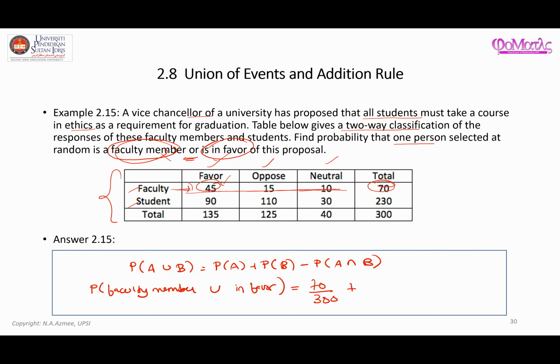Next, the probability of the person is in favor. In favor is this part. So the number of people in favor is 135 over 300. And finally, we got to minus the intersection part, which is going to be 45 over 300. Okay, and you will get that the answer to this one is 160 over 300, and this is approximately, or if you use 4 decimal places, the answer is going to be 0.5333.